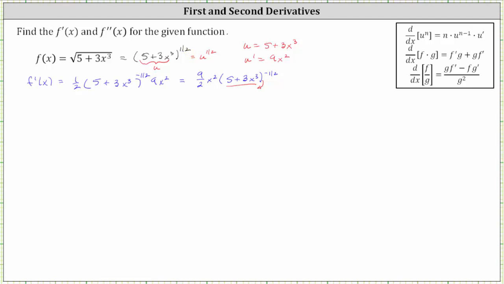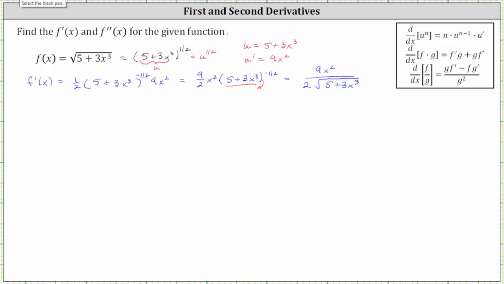Let's write the final first derivative in the form of 9x squared in the numerator. In the denominator, we have 2 times the square root of the quantity 5 plus 3x cubed. So notice how we ended up with a 2 in the denominator and also the square root of the quantity 5 plus 3x cubed. And now let's find the second derivative, which means we need to find the derivative of the first derivative.